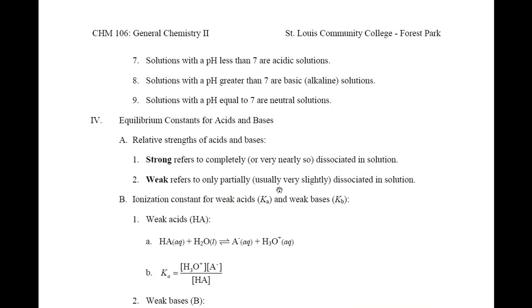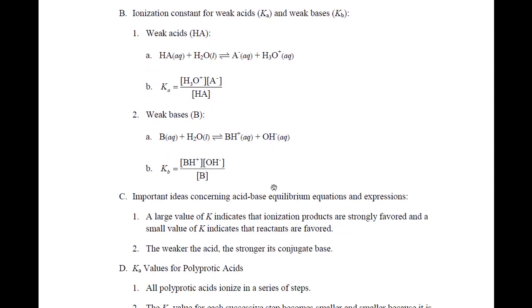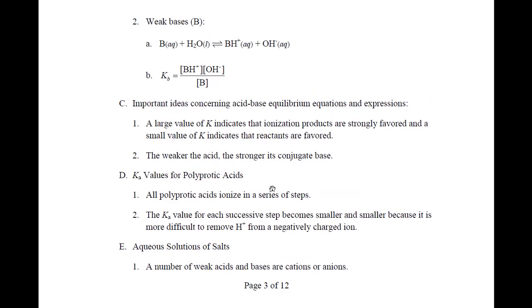All right, so important ideas for this then is that a large value of K indicates that ionization products are strongly favored. A small value of K indicates that reactants are favored, just like we talked about in the previous chapter. And here, the weaker the acid, the stronger is going to be its conjugate base. And so this is in terms of ionization strength.